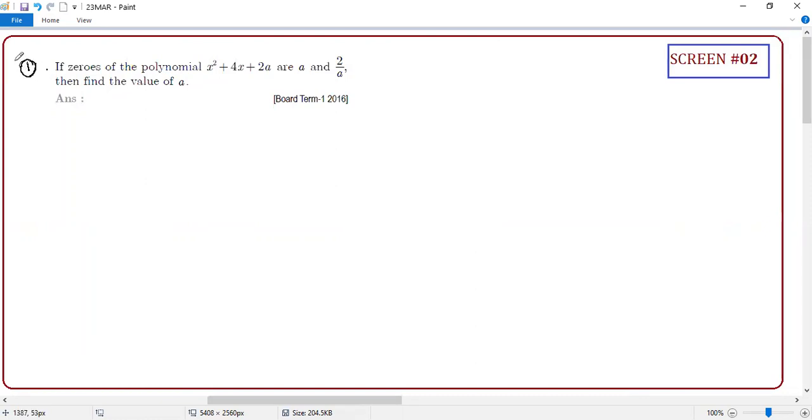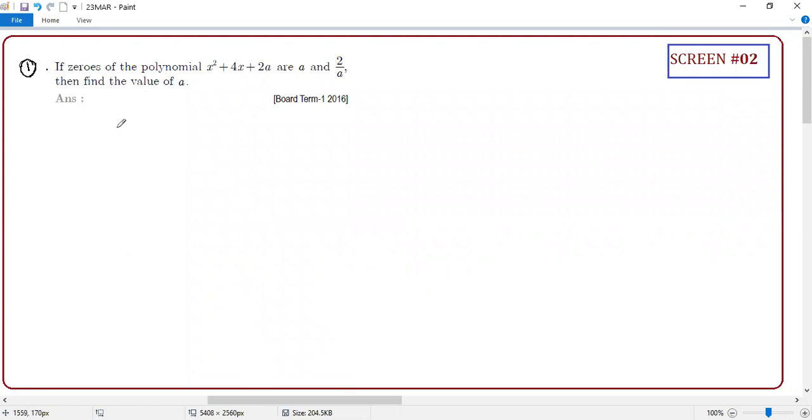If the zeros of the polynomial x squared plus 4x plus 2a are a and 2 by a, then find the value of a. Guys, I'm giving a few seconds, not minutes. Just tell me the idea of how to proceed with this problem. "2 divided by a, as (x minus a) and (x minus 2 by a), like that, sir." Yes, that's one way, but the easiest way, guys, is the beautiful relationship between zeros and coefficients, correct or not?